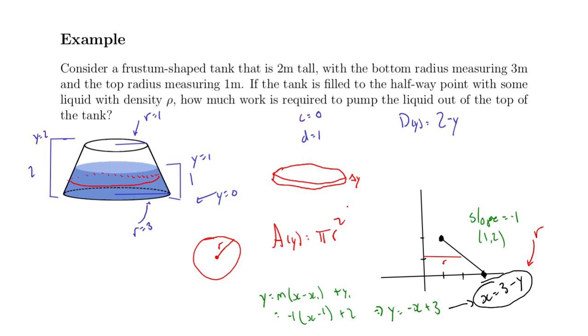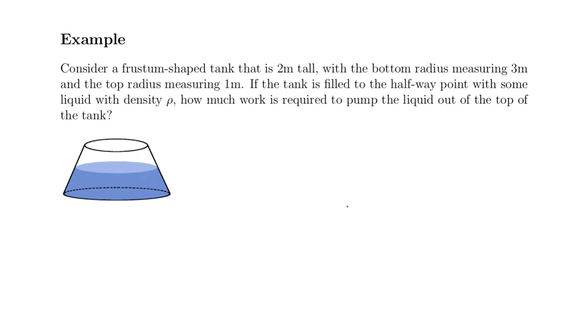So I'll try and keep track of the things that we know already. Let's do this. So we had that c was equal to 0 and d was equal to 1. We also had that our distance function was 2 minus y. And then we had that our radius was, I forget, was it 3 minus y? Yeah, that's right.